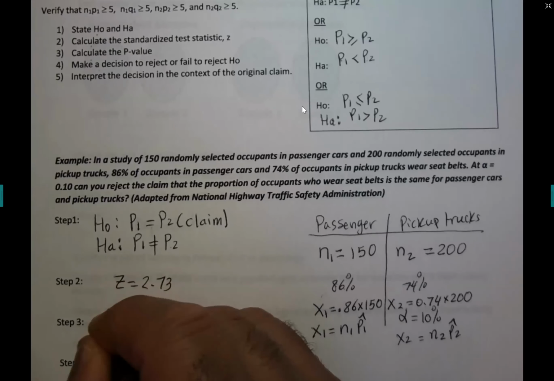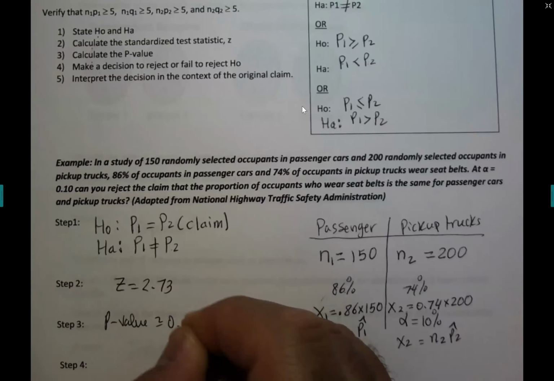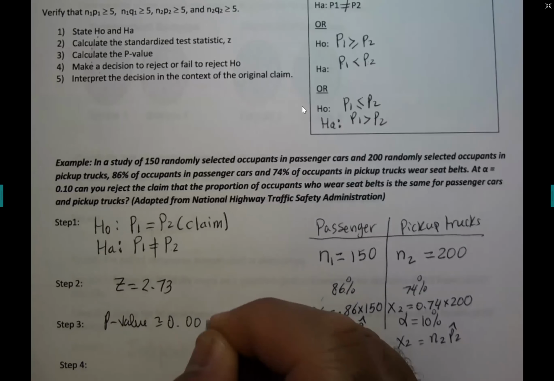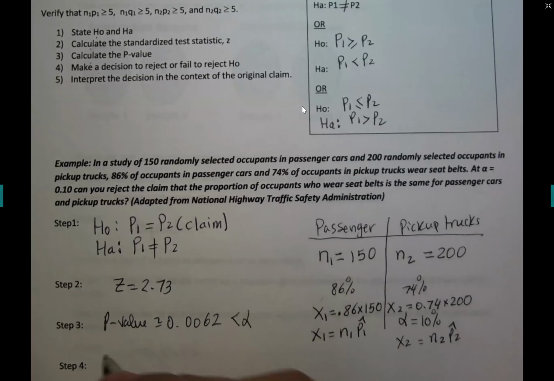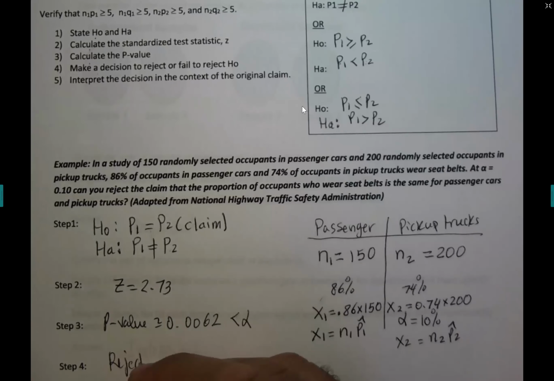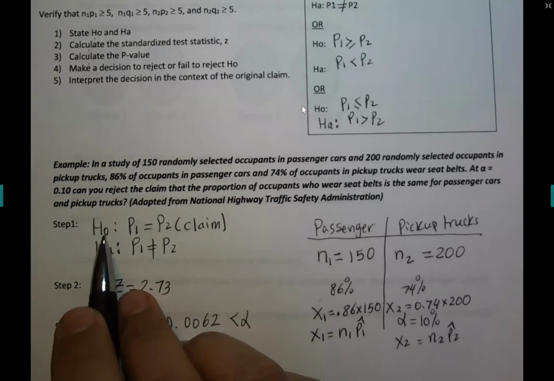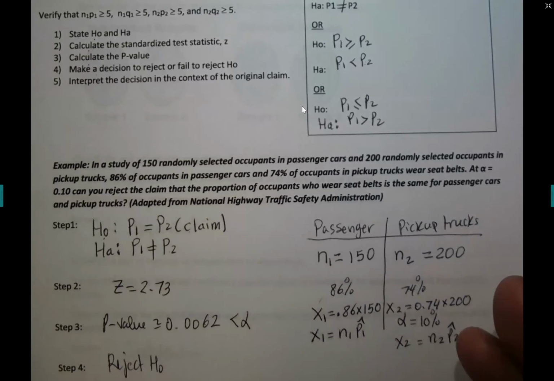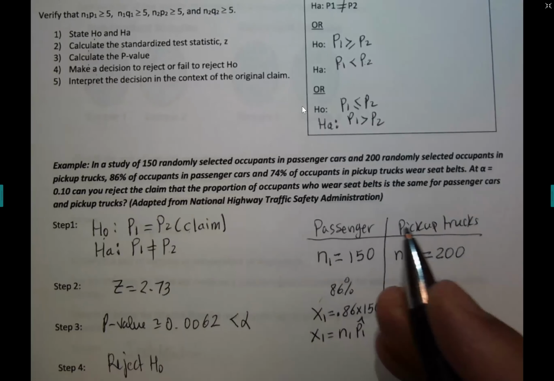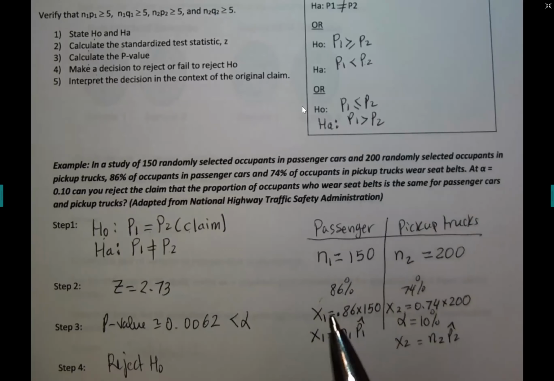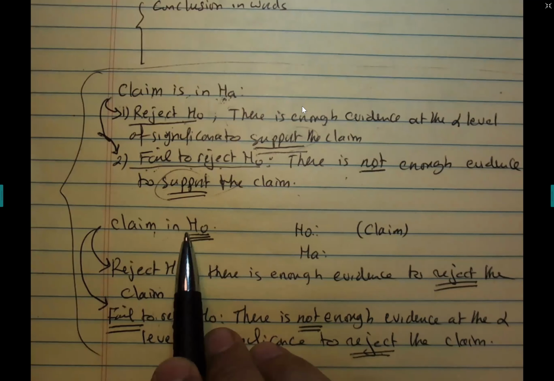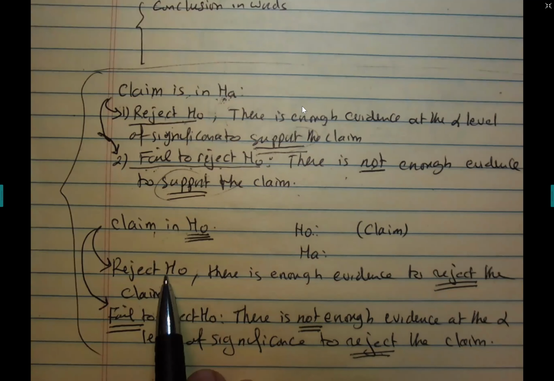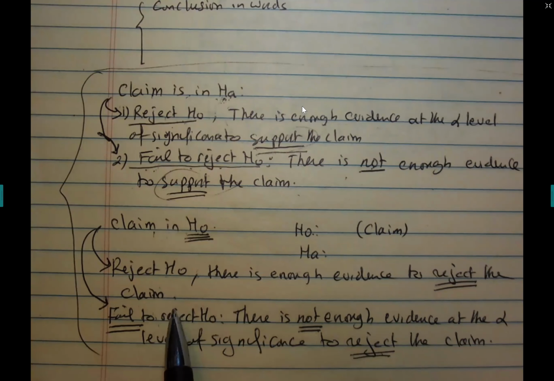I hope by now, guys, you feel very comfortable with those p-values. And it's less than alpha for sure. So we reject H0. Okay. We reject H0, and the claim happened to be H0 itself. So he's asking us, can we reject the claim? We'll tell him, yes, we can reject the claim. And let me show you the two scenarios, guys, that I haven't used much yet, right here. If the claim is in H0 and you reject H0, you say there is enough evidence to reject the claim. So yes, we can reject the claim.